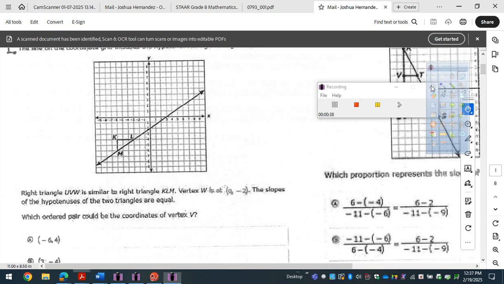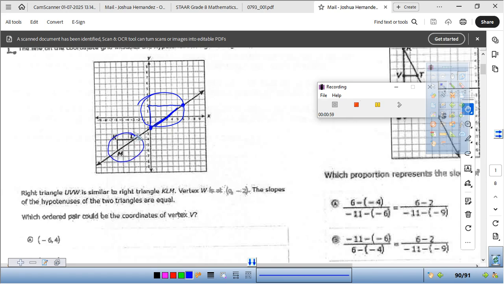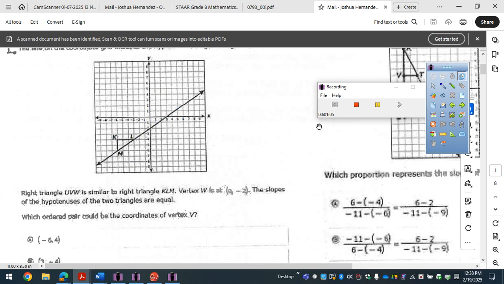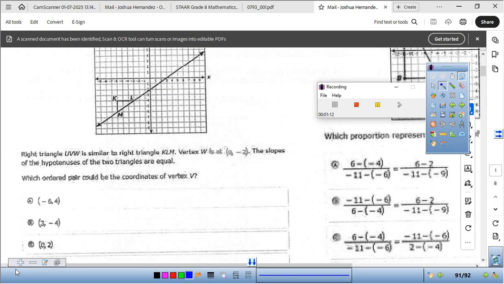So what they're saying here is that you have a W on this line somewhere at 0, -2. The slope of the hypotenuse of the two legs are equal. So it's saying it's going to have another point on the line somewhere, and this slope here, this is your hypotenuse, this slope of this line is equal to the slope of this line. So realistically, there's no math work needed here, you just plot these points, and whichever point lands back on the line will give you a triangle that works with the same slope.